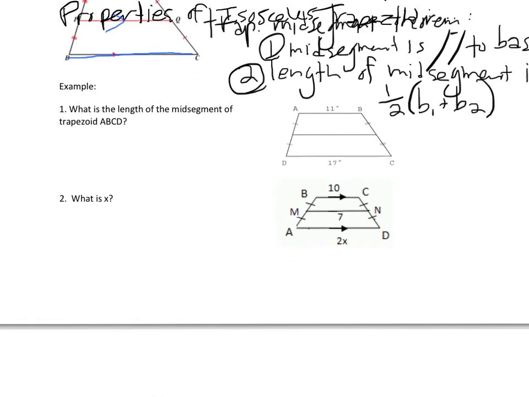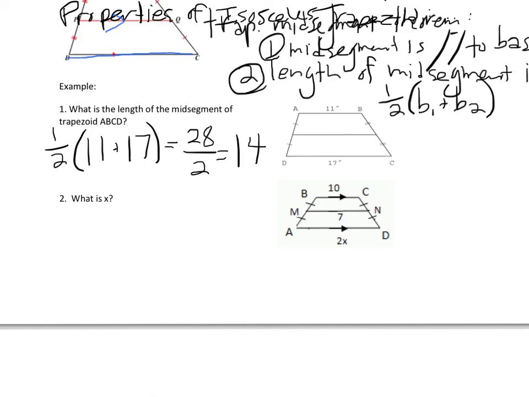So what is the length of the mid-segment for this? Well, we can simply take 1/2 times base 1 plus base 2, which equals 11 plus 17 is 28, and 1/2 of that, or that divided by 2, equals 14. So that's the length of this, since we know it's a mid-segment.